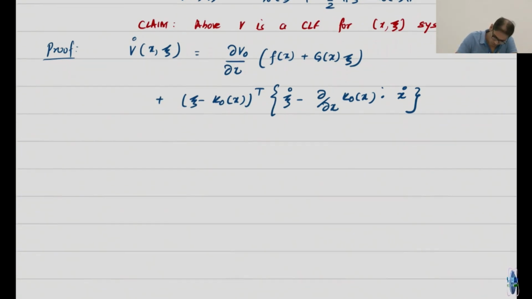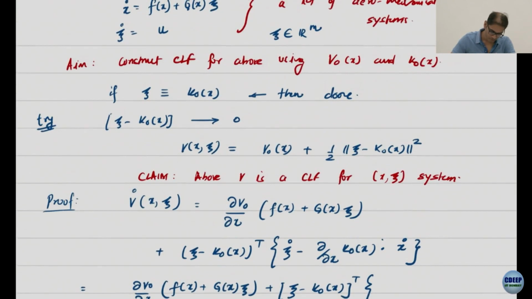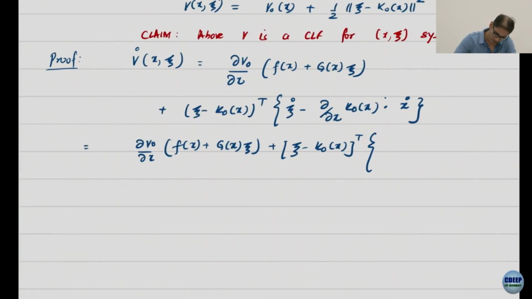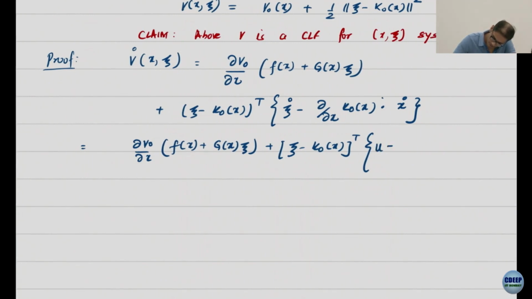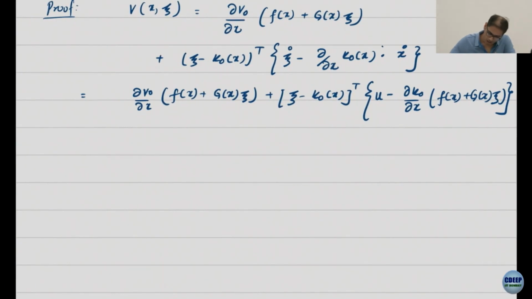So let me carefully expand things here. I continue to write this as f(x) plus g(x) psi, plus (psi minus k0(x)) transpose, and I know that psi dot is just u. So this is u minus del k0 del x times (f(x) plus g(x) psi). Everybody is convinced this is fine? I've simply substituted for psi dot and x dot. Great.